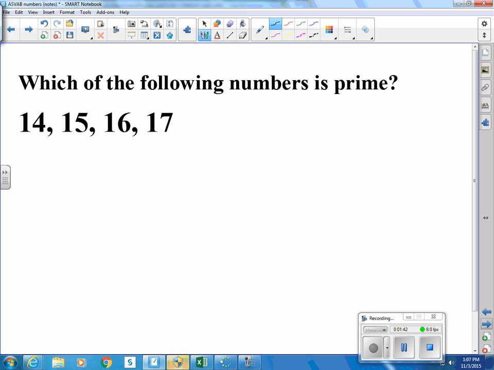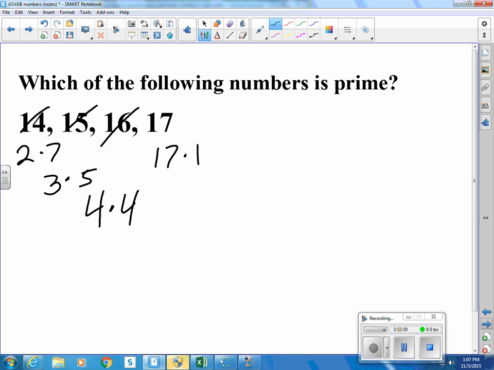Which of the following numbers is prime? Well, let's see if we can find factors of the other numbers here. 14 could be written as 2 times 7, so it's not that one. 15 could be written as 3 times 5, it's not that one. 16 could be written as 4 times 4, so it's not that one. 17 could only be written as 17 times 1, so that is a prime number. That means there are no other factors of that besides 1.